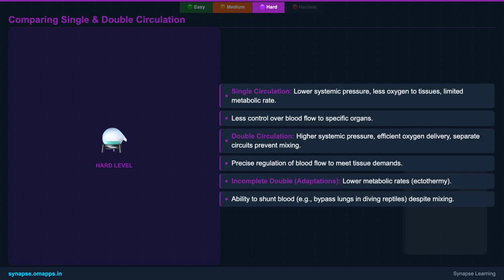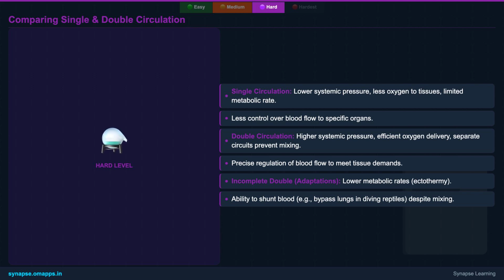In single circulation, typical of fish, the major disadvantage is the significant drop in blood pressure after blood passes through the gills. This results in slower blood flow and less efficient oxygen delivery to the body tissues, thereby limiting their metabolic rates. On the other hand, double circulation, as seen in mammals and birds, offers substantial advantages.